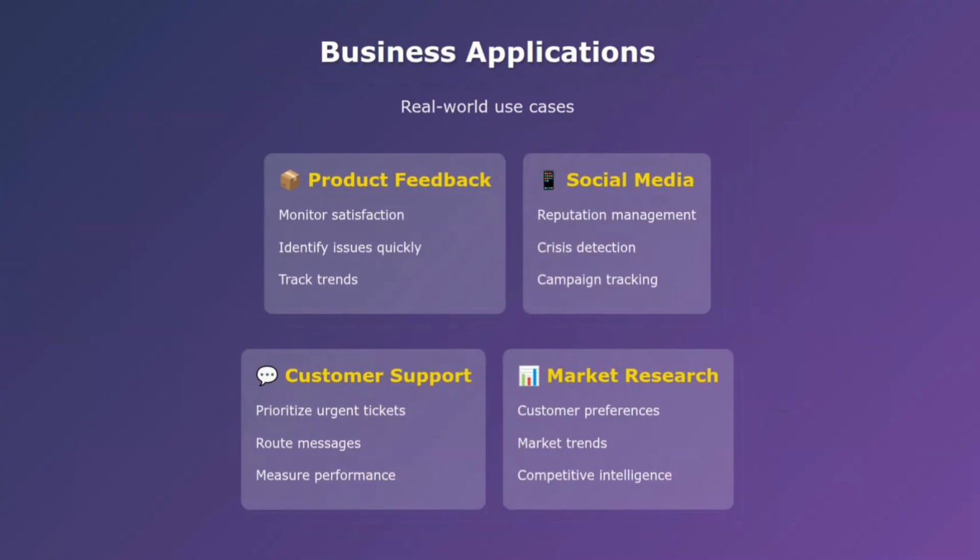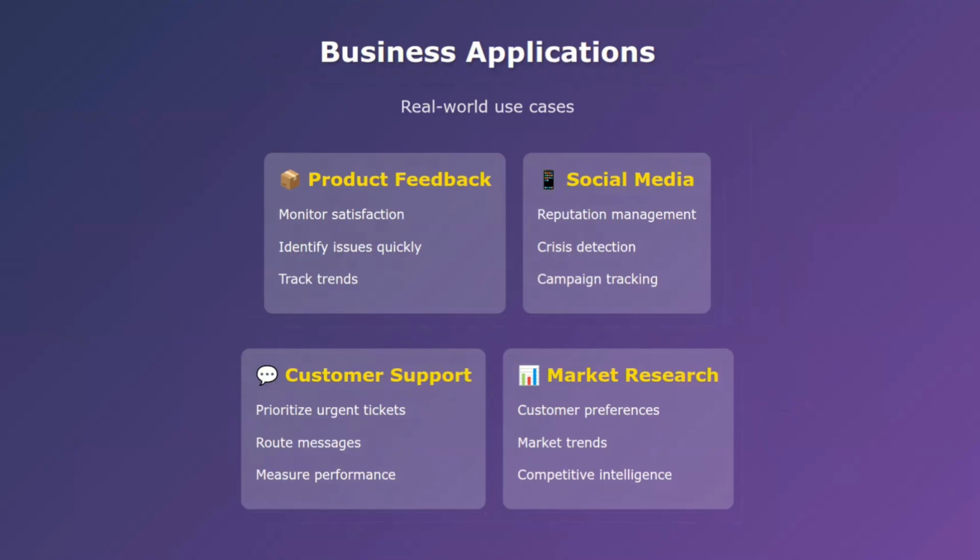Now let's talk about the real world. Where is sentiment analysis actually used in business? Product feedback analysis. Companies like Amazon analyze millions of product reviews. Sentiment analysis helps them monitor customer satisfaction in real time, identify product issues quickly, track trends, and prioritize which features to improve. Social media monitoring. Brands use sentiment analysis for reputation management, crisis detection, tracking campaign effectiveness, and competitor analysis. Imagine catching a PR crisis before it explodes.